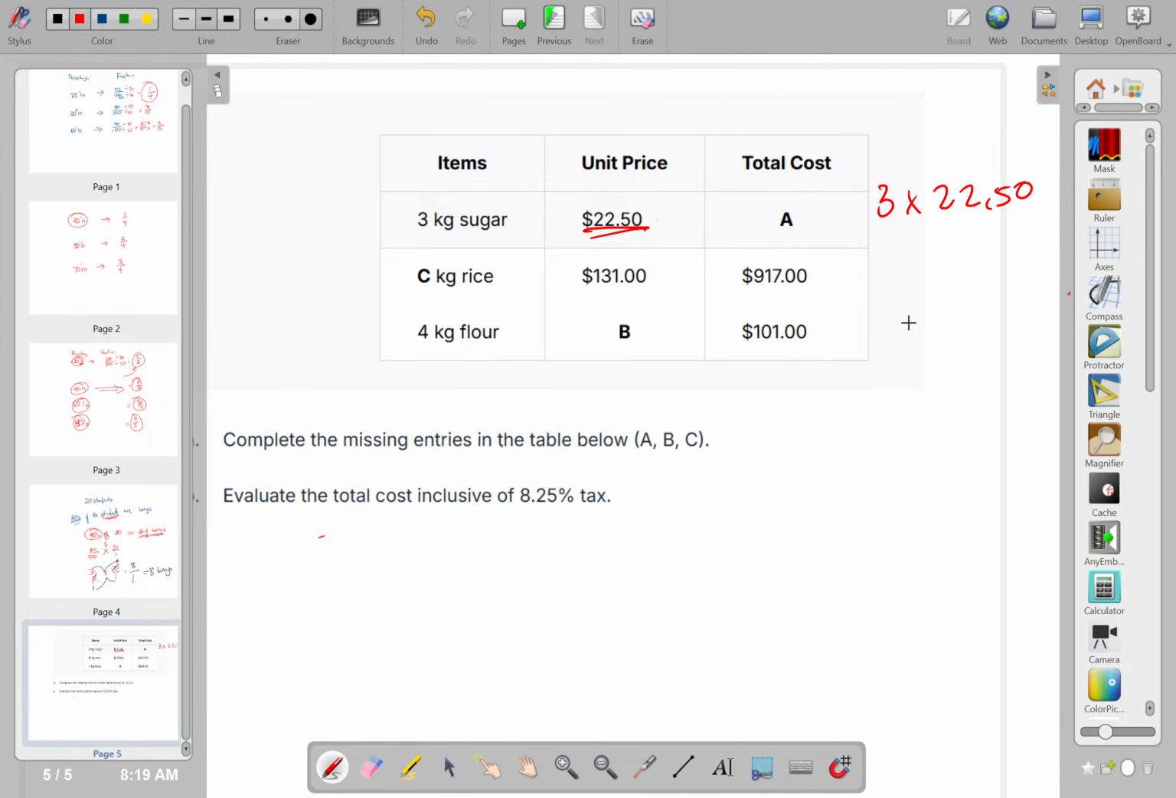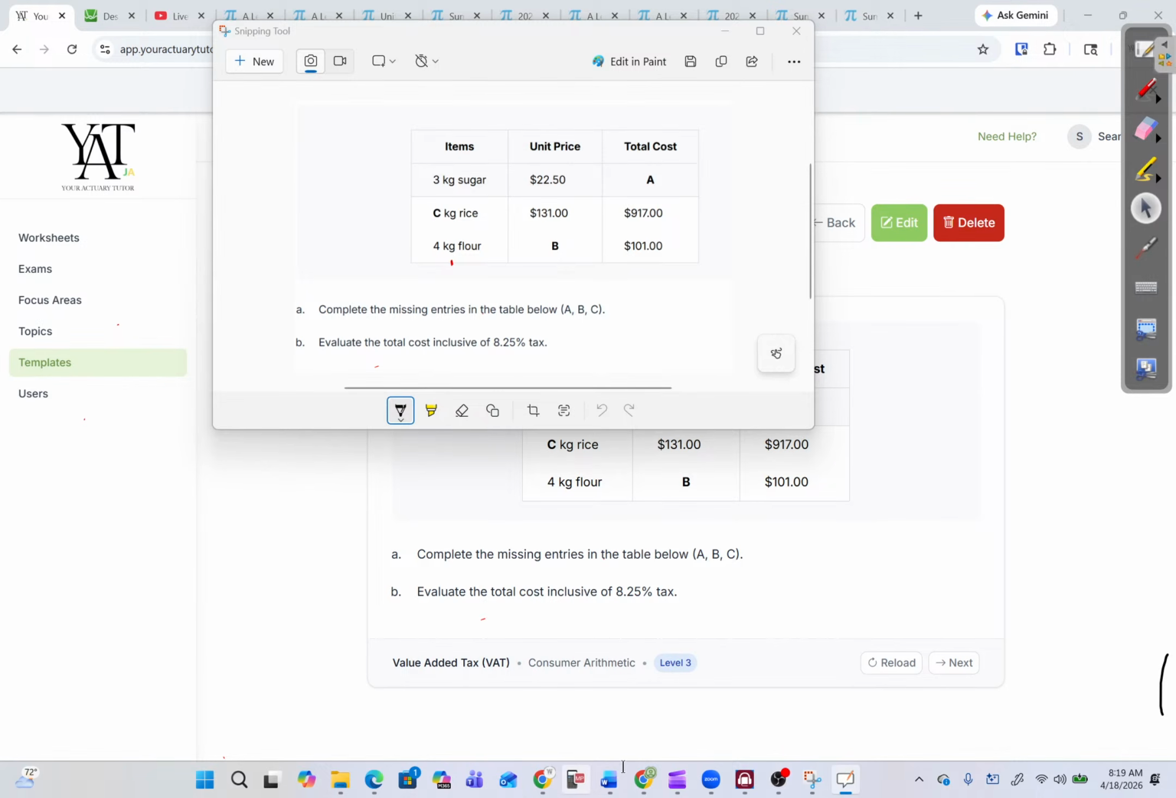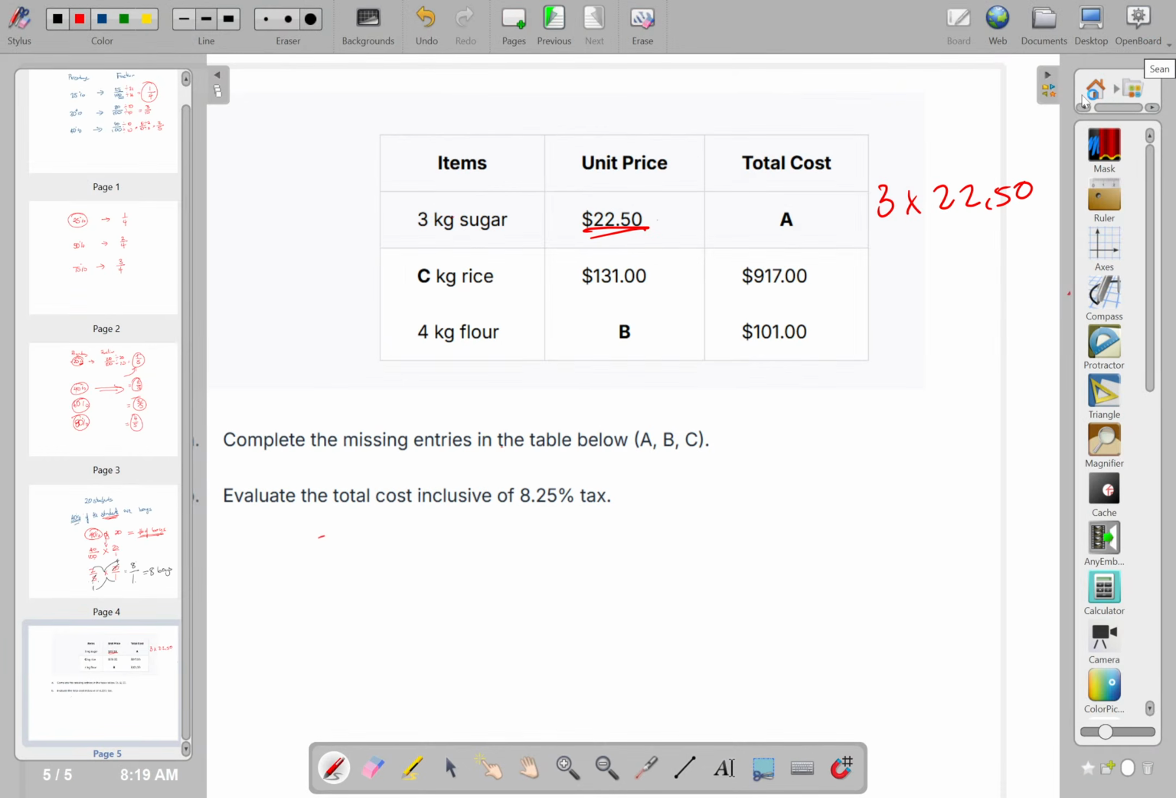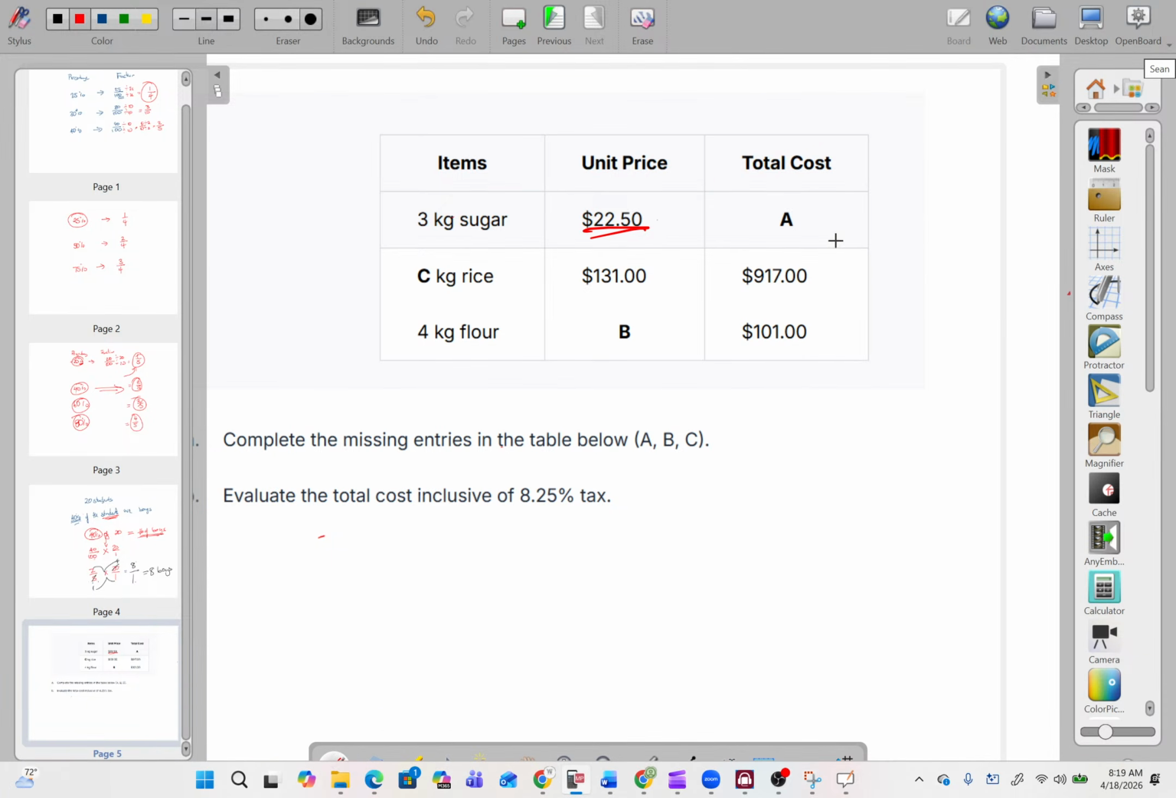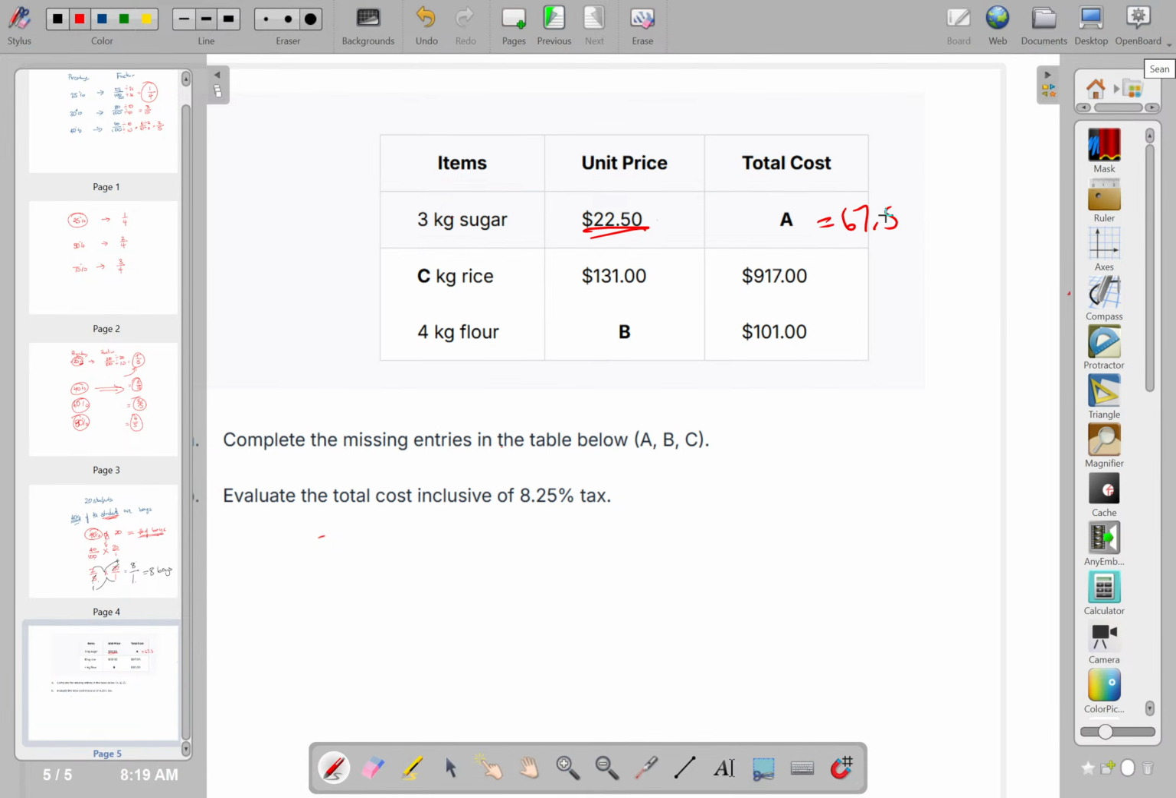Where's my calculator? Give me 1 second. I really don't know where it is. The last session that I did, that is where it's going to be. All right, I don't need the calculator. Let me use the calculator on the screen. That should give me 67.50, I think. Yeah, 67.50. There we go. So we get A already.